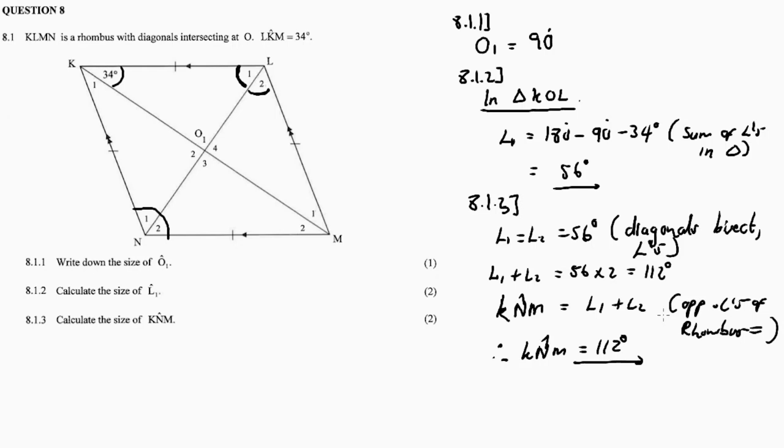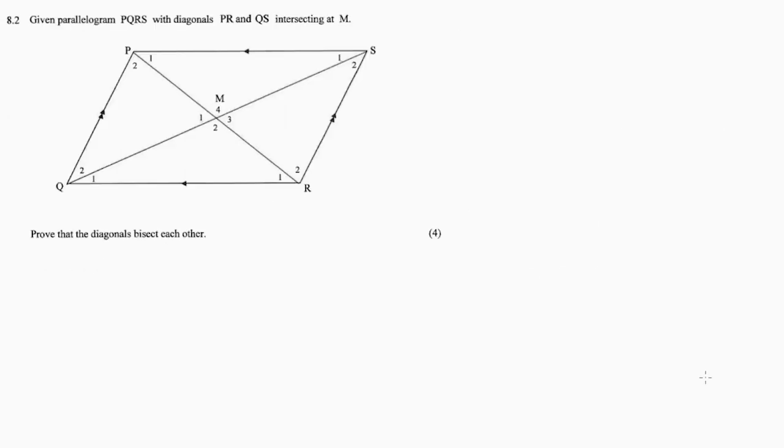8.1 done. Let's erase and do 8.2. Alright, now 8.2: given parallelogram PQRS with diagonals PR and QS intersecting at point M, prove that the diagonals bisect each other. Let's prove that these diagonals bisect each other.